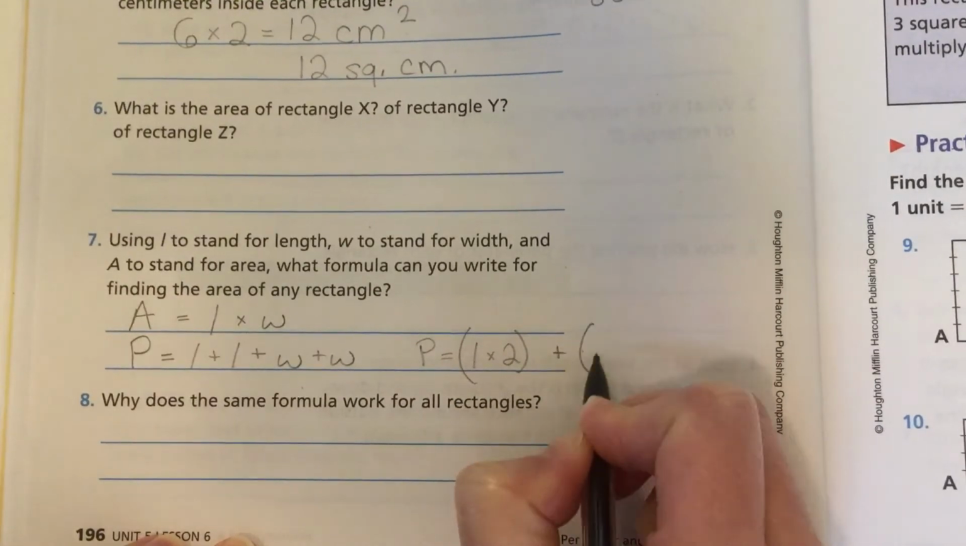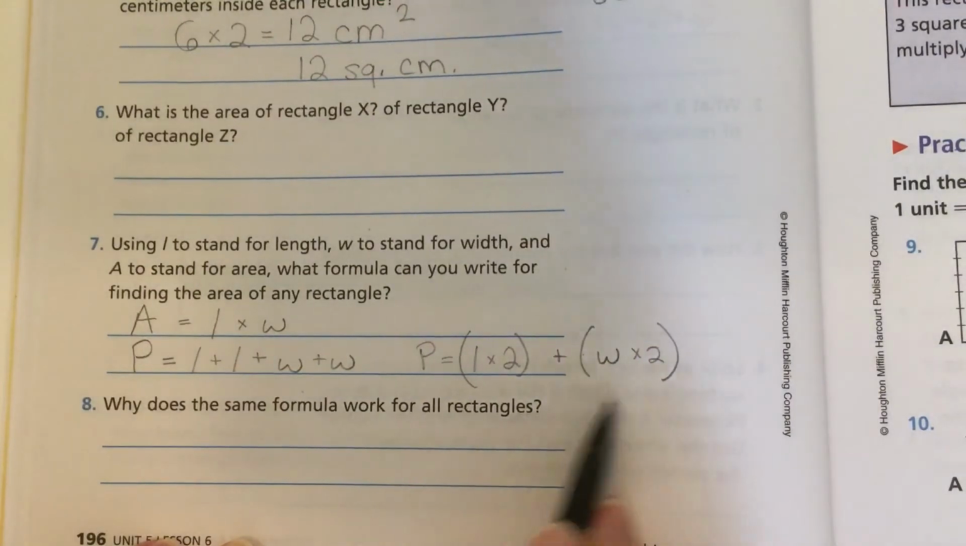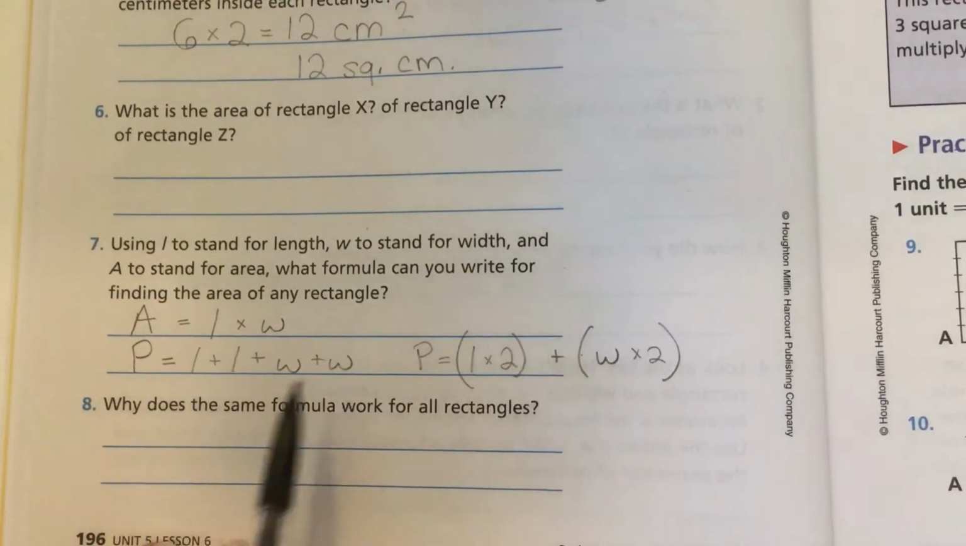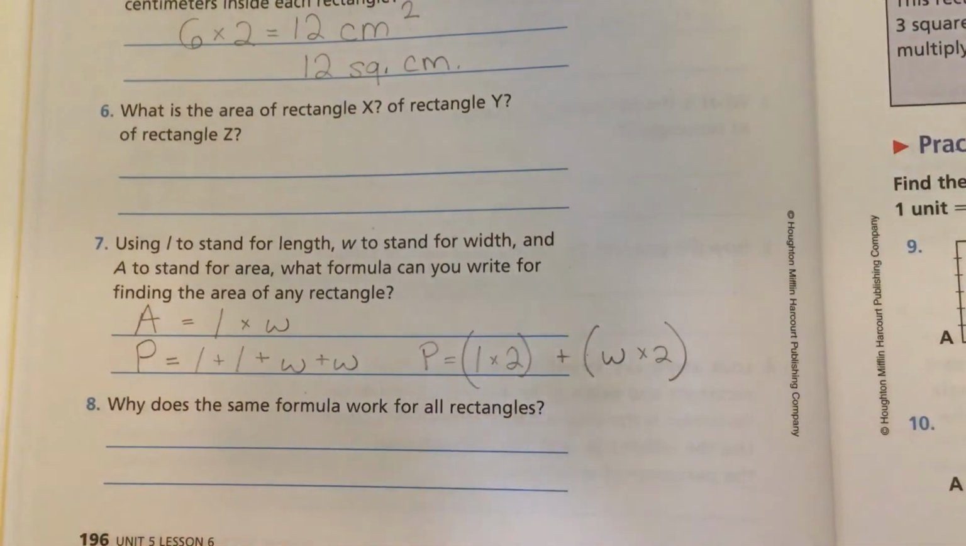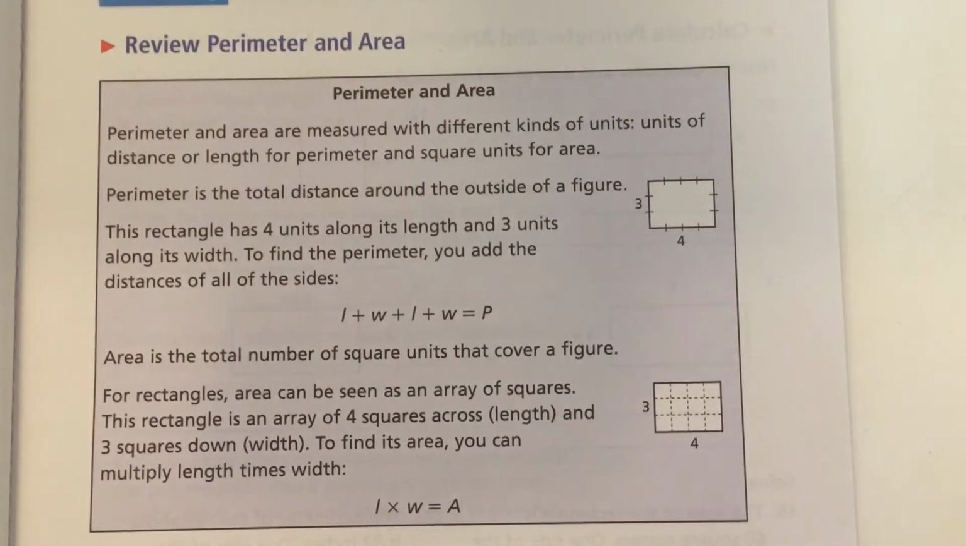plus width times 2. If this looks a little weird or confusing to you, stick with this. Stick with just knowing perimeter's adding, area's multiplying. It's a nice simple way of remembering. Okay, so on the next page, they are showing us pretty much exactly what we just did.